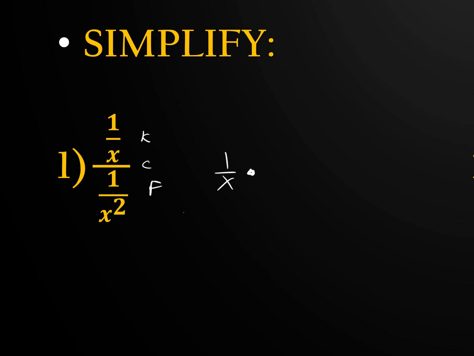Multiplication. And then when I flip 1 over x squared, it becomes x squared over 1. Good. And then we simplify. How can we simplify here? Cross out an x on the bottom and an x on the top, and I'm left with just x. You guys agree? Everybody okay? All right.